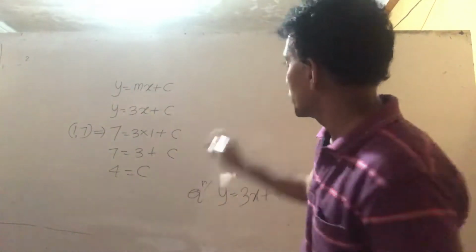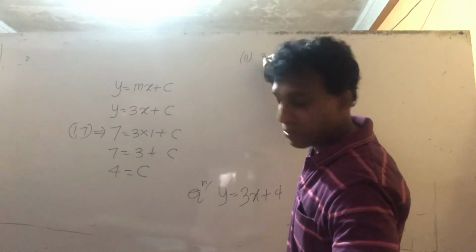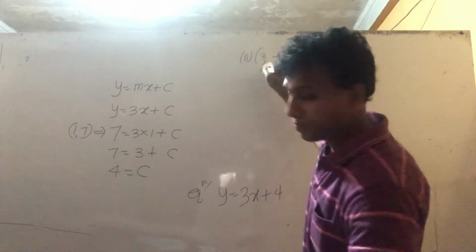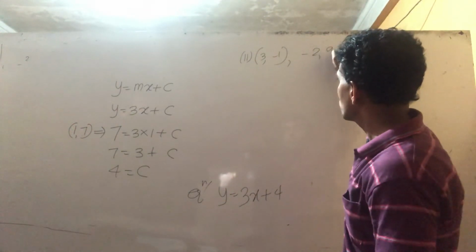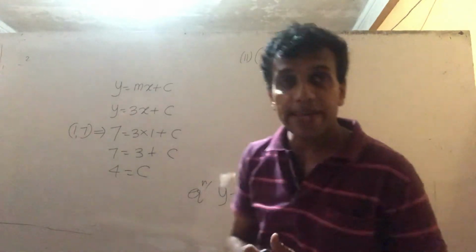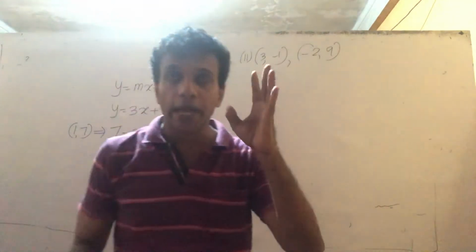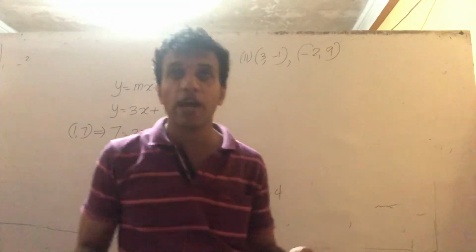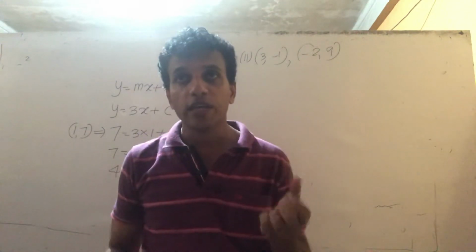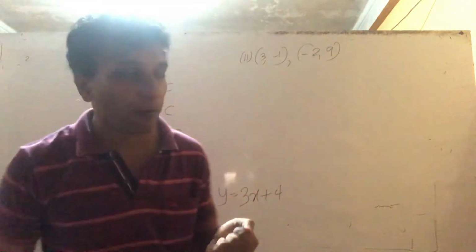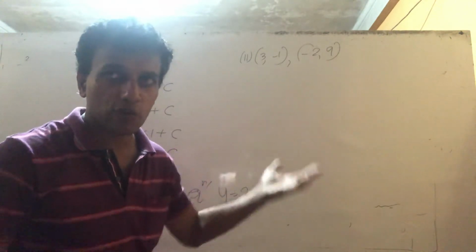Next question, second problem. The points are (3, -1) and (-2, 9). A straight line passes through these two points. Then find the m value, find the c value, and write the equation of the straight line in y equals mx plus c form. You can draw as I mentioned earlier, or follow this method.